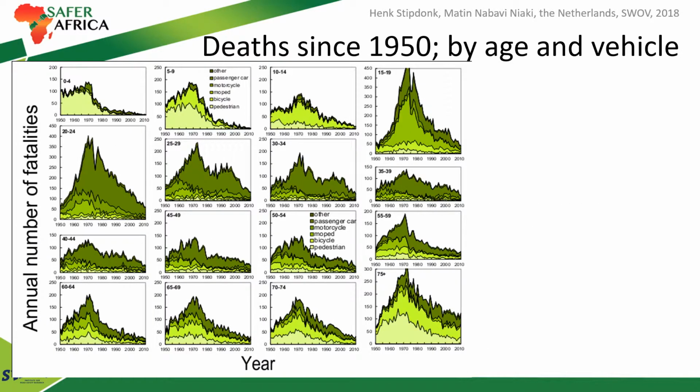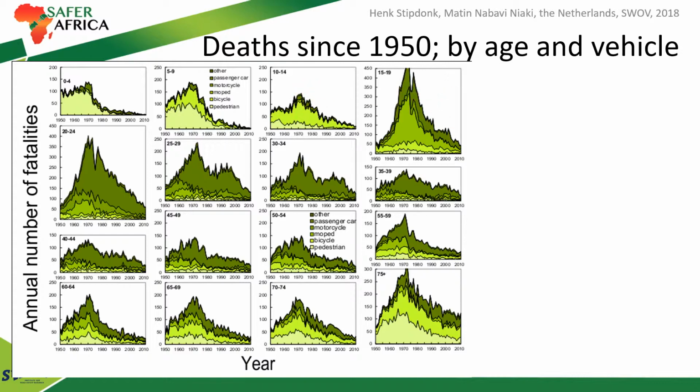This graph shows the number of reported road deaths by age group in 5-year groups in 20 different panels from left to right and from top to bottom. Here we see children of 0 to 4 years old. Here we see 5 to 9 years old. Here 10 to 14. Here 15 to 19.